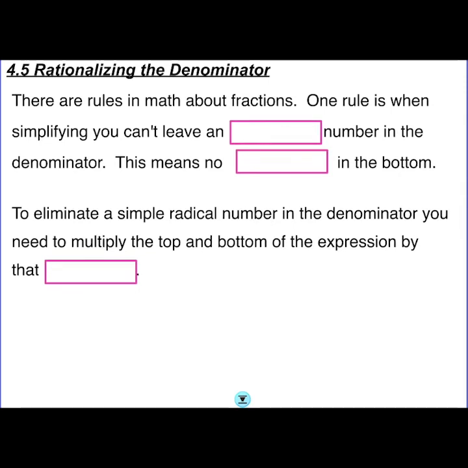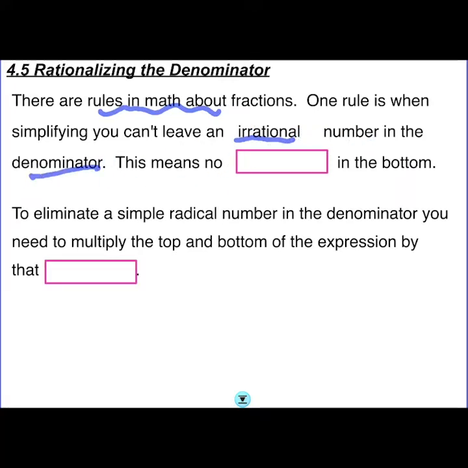So we have one more tool to review about radicals, and then we'll go on to our last lesson, which is solving radical equations. But the idea is this: there's a bunch of rules in math with fractions. We know that we can't divide by 0. There's also a rule about radicals. We can't leave an irrational number. So it's important to understand you can't have an irrational number in the denominator.